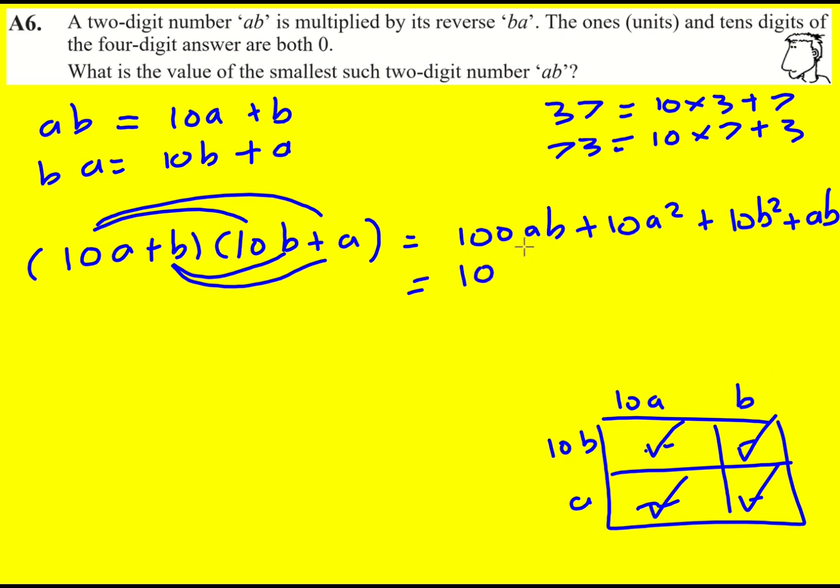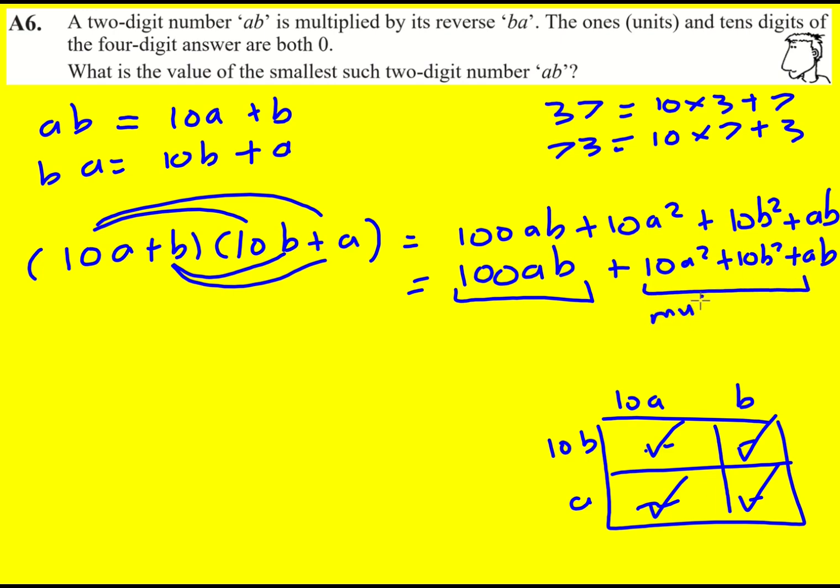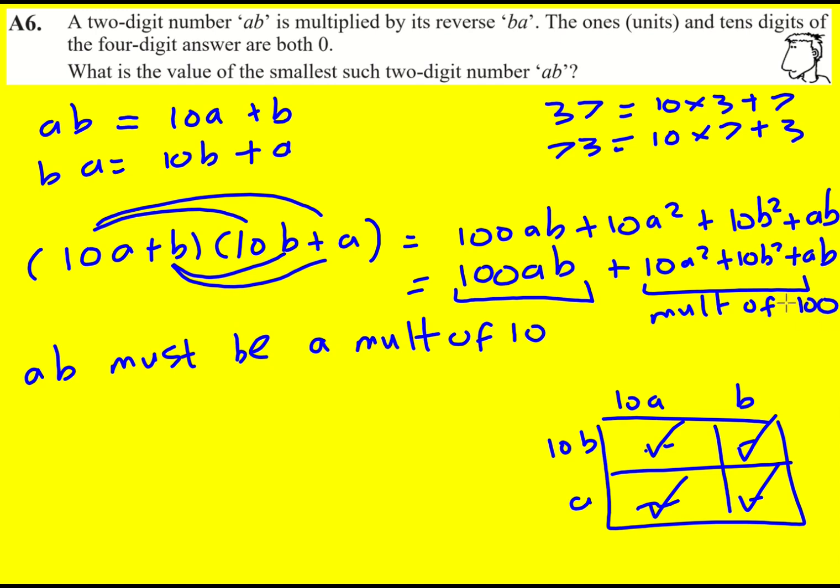Now, it might be tempting to simplify this to 101AB, but remember, we're interested in it being a multiple of 100. So I've already got a multiple of 100 here, regardless of what A and B are. So actually, I'm going to focus on the remaining terms. I need this to be a multiple of 100. And the only way I'm going to manage that is if AB is a multiple of 10. If it's not, there's no way we get a multiple of 100.